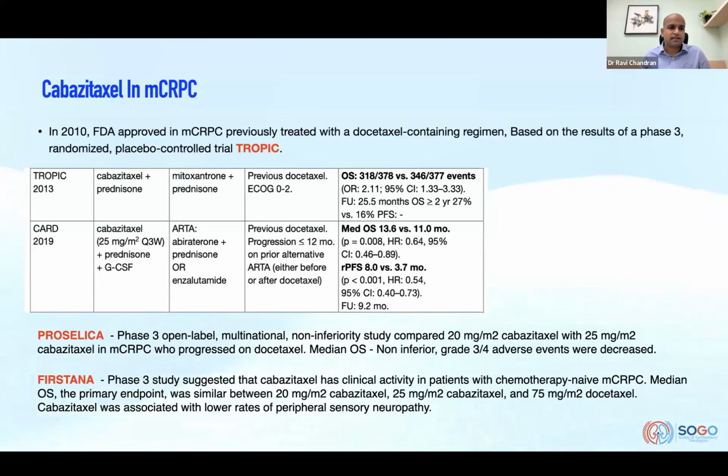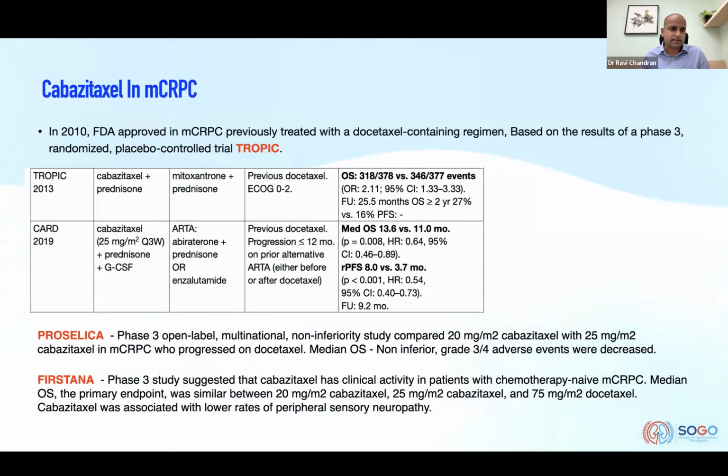Another phenomenal trial, CARD, which was published in 2019, was set in patients who had previously received docetaxel and also a prior novel androgen receptor inhibitor. So the standard arm was cabazitaxel with prednisolone with colony stimulating factor, and the comparative arm was either abiraterone or enzalutamide. And here, as you can see, median OS was 13.6 versus just 11 months, and the radiologic progression-free survival was 8 months in comparison to 3.7 months.